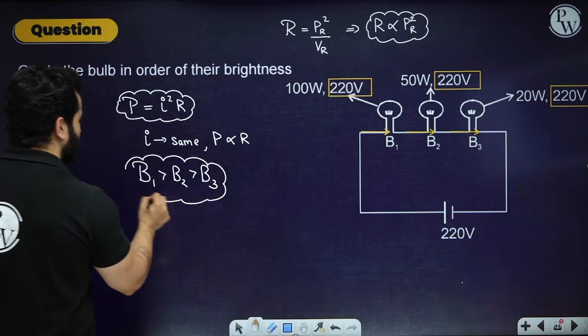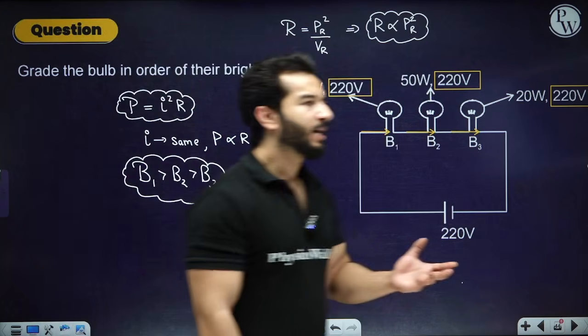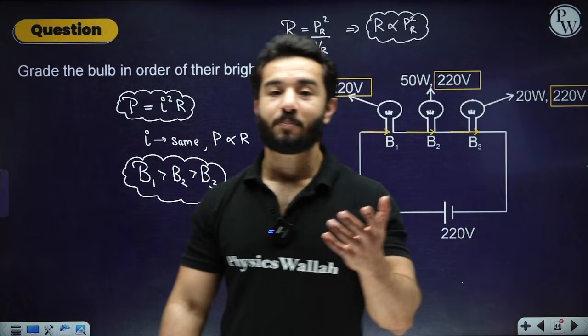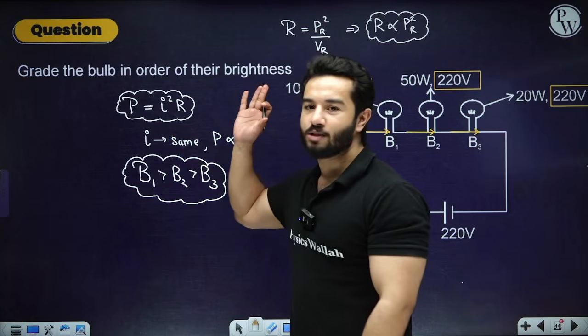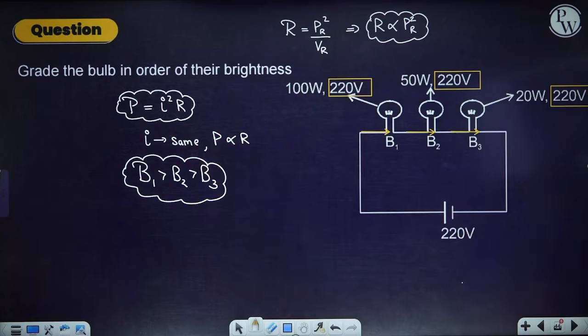If a similar question comes in parallel combination, then the answer would change, because then the power that is consumed is inversely proportional to resistance. Then I am not going to use this formula, because in parallel combination I know that potential is the same.